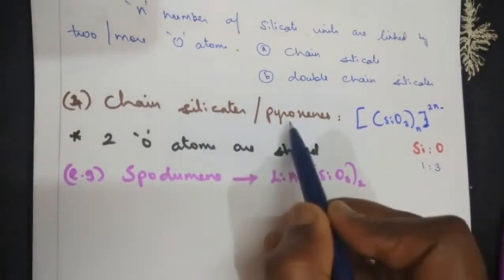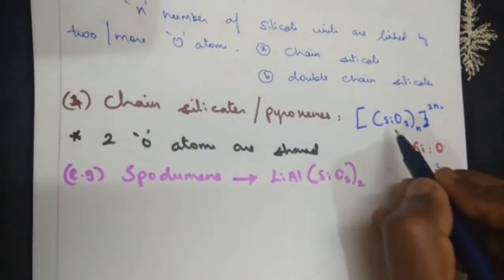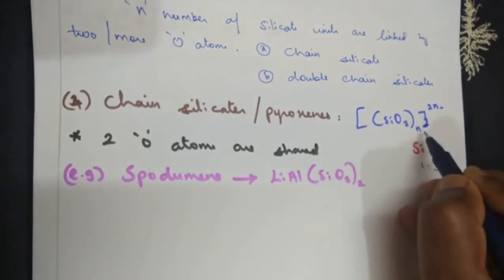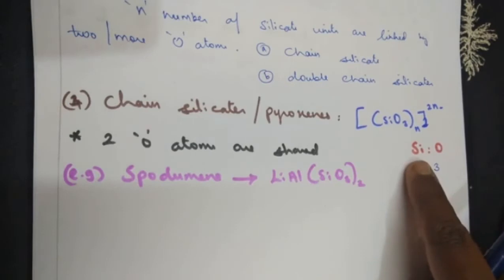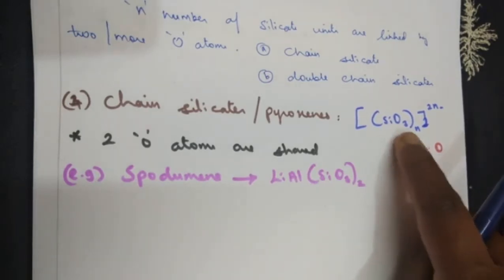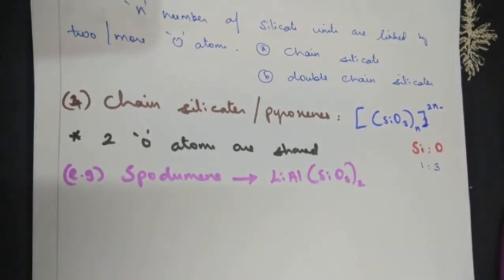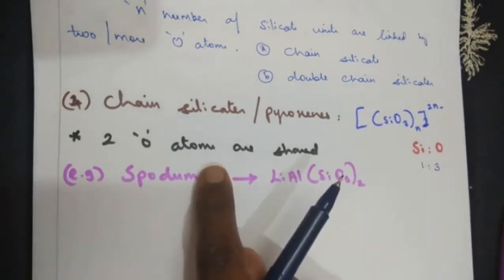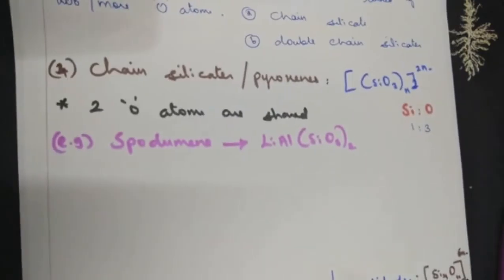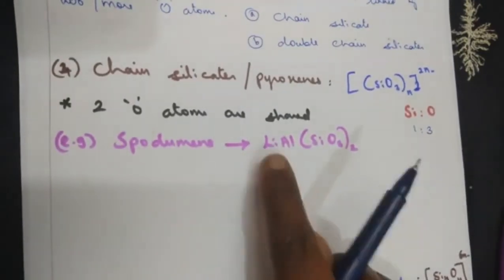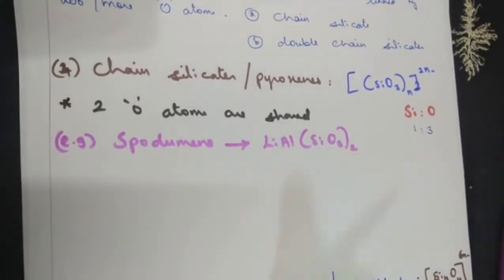Chain silicates or pyroxenes of the formula (SiO3)n with 2n minus charge. Here again the ratio of it will be one silicon is bonded to three oxygen atoms. How many oxygen atoms are shared between them? Two oxygen atoms are shared between them. Example will be spodumene, LiAlSi2O6. Let's move on to the structures.